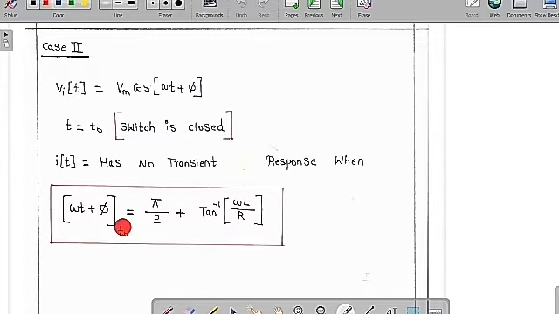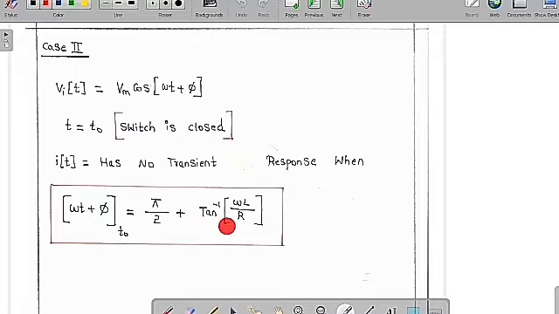Then omega t plus phi at t naught is equal to pi by 2 plus tan inverse of omega L by R. See, the only extra thing is that we have to add pi by 2 here. So omega t plus phi at t naught is equal to pi by 2 plus tan inverse of omega L by R. For sine there will be no pi by 2, but only for cos there will be an extra term of pi by 2. That is the only difference.